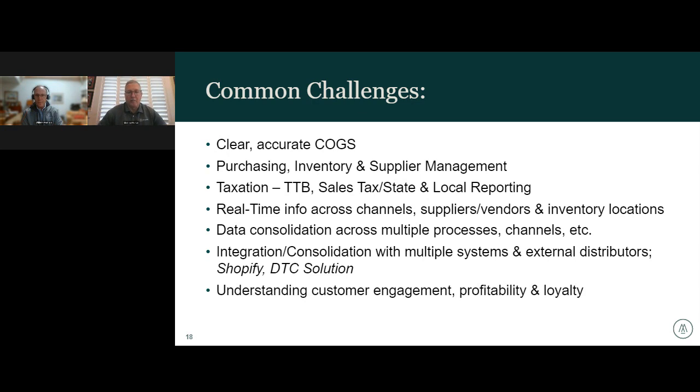Again, understanding customer engagement, profitability, loyalty, looking across your segments and across your brands, and really understanding what's driving your business. And then, what's your ROI in marketing? Are you spending money in the right place? Are you doing the right things? Is it driving revenue? Things like that.